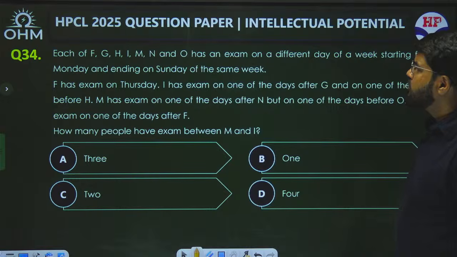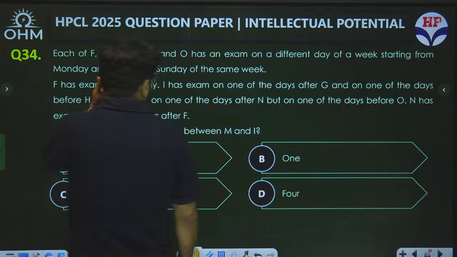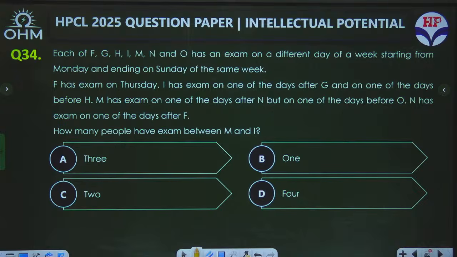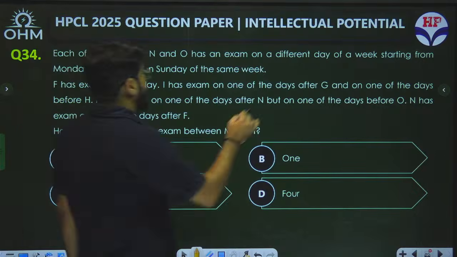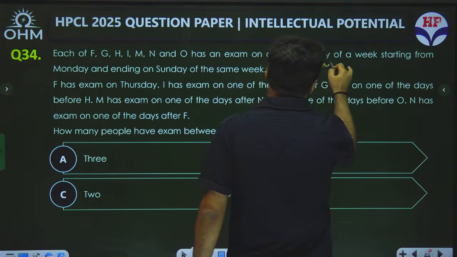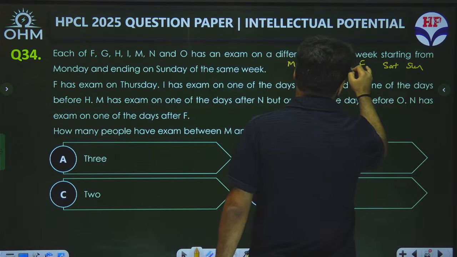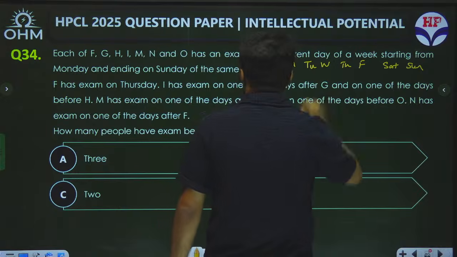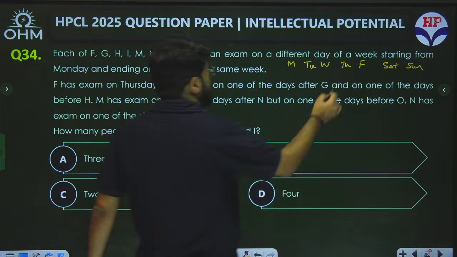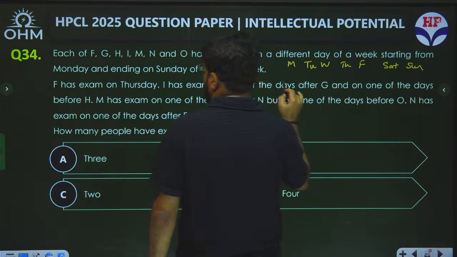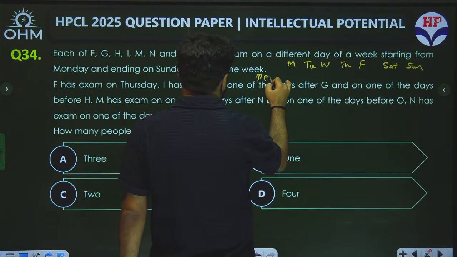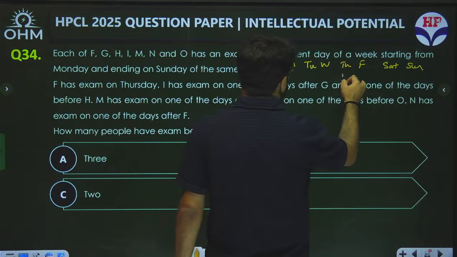Question 34, the last question. Each of F, G, H, I, M, and O has an exam on a different day of a week, starting from Monday and ending on Sunday of the same week. This is a day and person mapping. Each of them has an exam on a different day, starting from Monday, then Tuesday, Wednesday, Thursday, Friday, Saturday, and Sunday. F has an exam on Thursday. Now this is the day, and here I'll place the person.